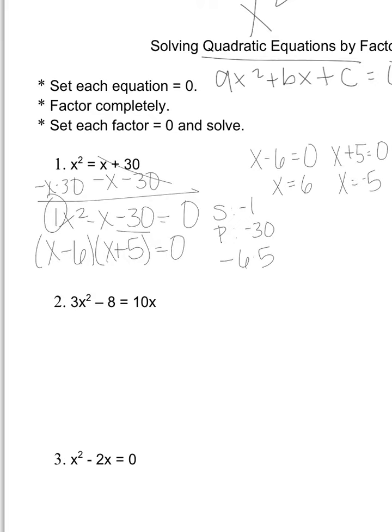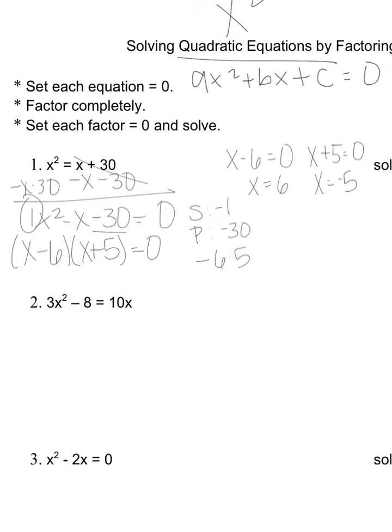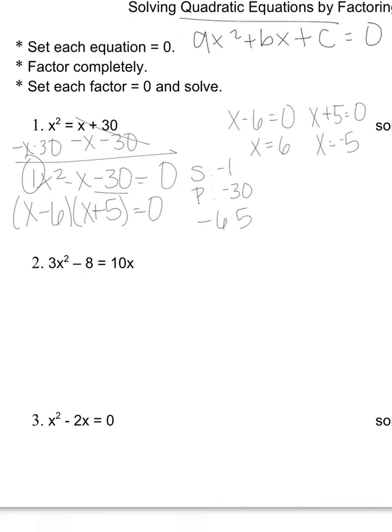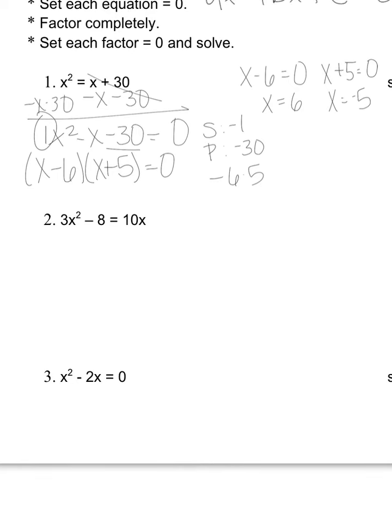Okay, so when you're solving a quadratic equation, most of the time, or the majority of the time, you're going to have 2 solutions, so 2 answers. So your solution here would be x equals 6 or -5. If you wanted to check your solution, you could just plug it back into your original equation and it should be true.